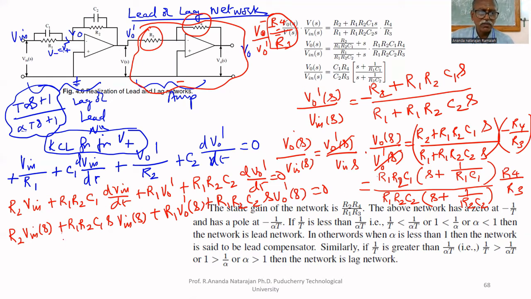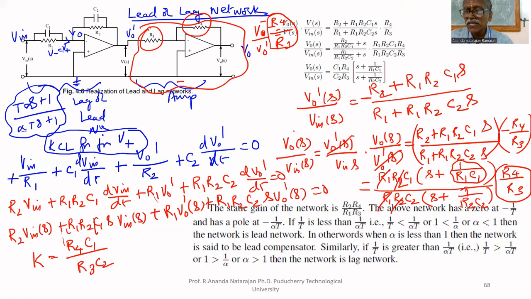So the location of the pole for this system: R1 gets cancelled, R2 gets cancelled. Therefore, K equal to R4 C1 divided by R3 C2. This is K. We can put K instead of this. The location of zero is 1 by R1 C1. The location of pole is 1 by R2 C2. By selecting appropriate values of R1, R2, C1, C2, we can locate the poles and zeros.